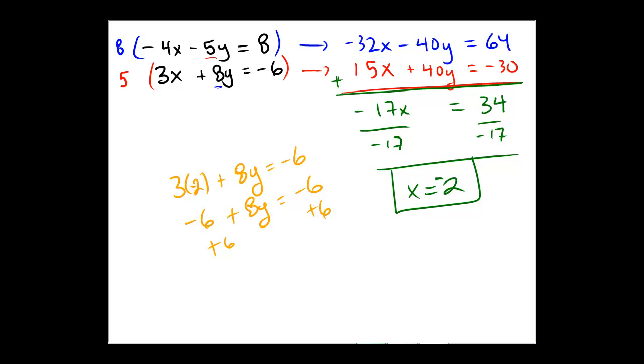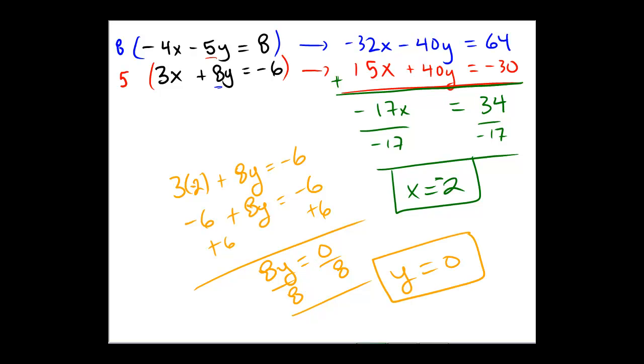Adding 6 to both sides, 8y equals 0. And then finally dividing by 8 yields y equals 0. So we get a solution here of x is equal to negative 2 and y is equal to 0. X equals negative 2, y equals 0.